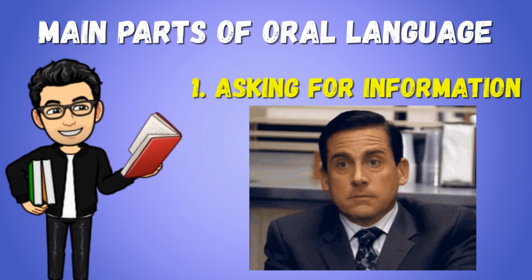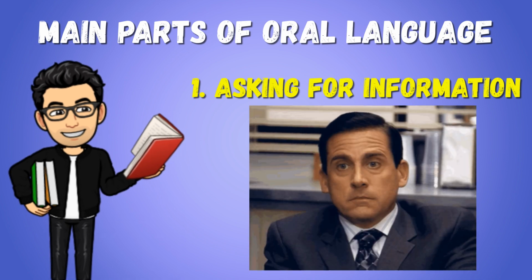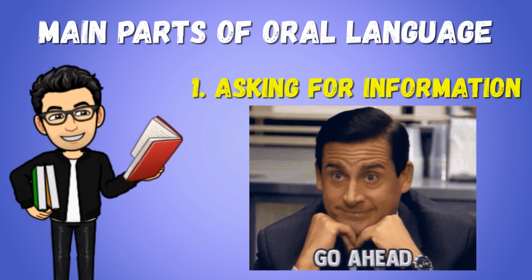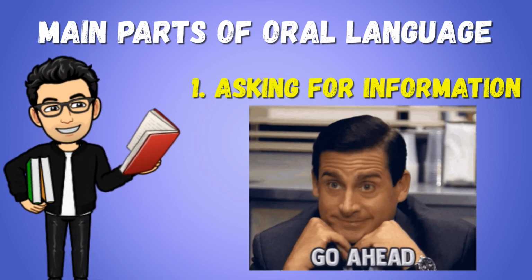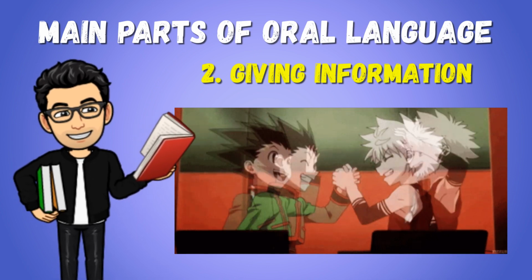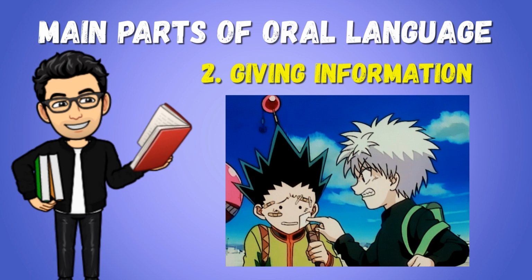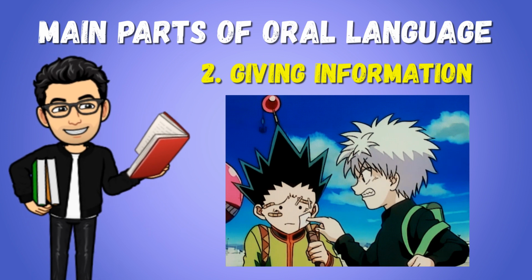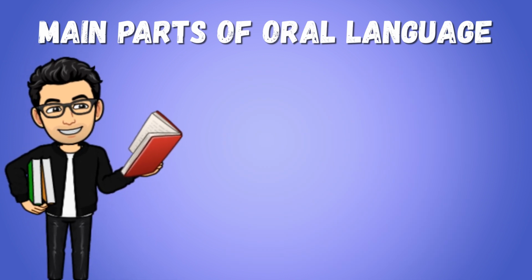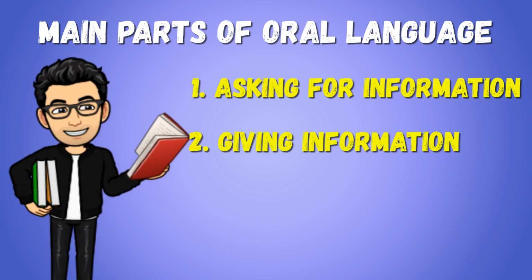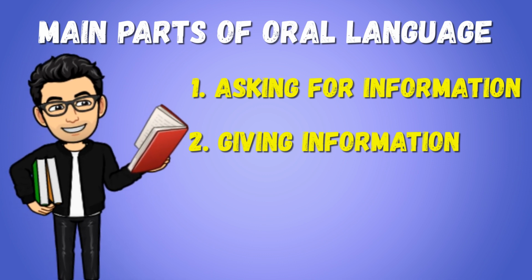Asking for information shows that you are interested in what the other person has to say. And giving information allows you to share your knowledge and experience with others. Without these two parts, conversation would be one-sided and will lack engagement.